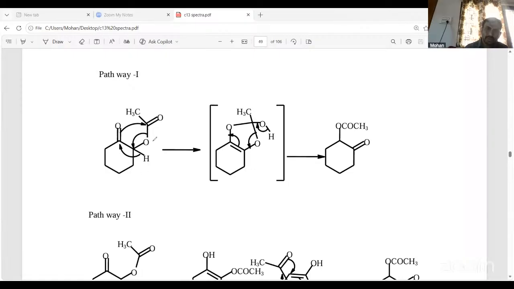So in pathway one, what is happening? The CH bond is shifting towards this carbonyl. Then this pi bond is attacking this carbonyl of the ester. Then CO bond cleavage is taking place. Some internal rearrangement reaction is taking place.